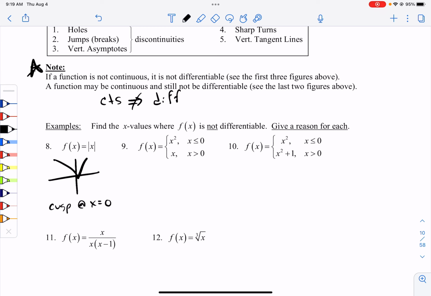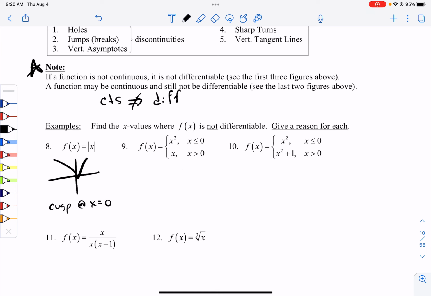Number 9, f of x equals a piecewise function, x squared when x is less than or equal to 0, x when x is greater than 0. All right, so to check this one, two things are happening, right? To the left, if this is my function, something is happening. To the right, something different is happening. What I want to know, first of all, is, do they meet at the same point? When my functions meet, do they meet at the same point? Because one function might go here and the other function might be here. It might be a jump discontinuity.